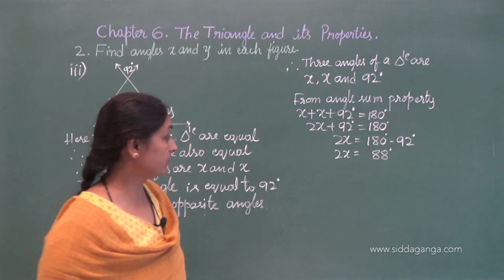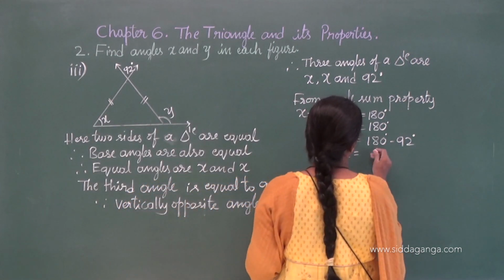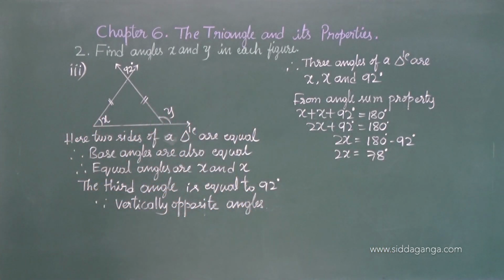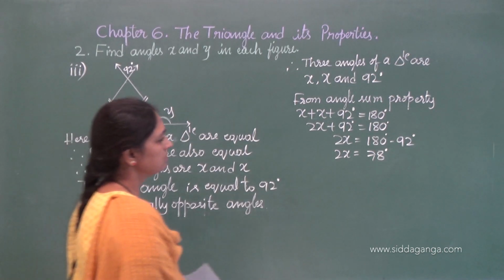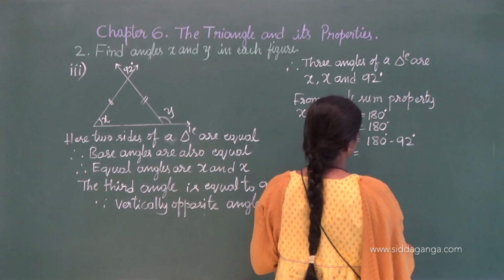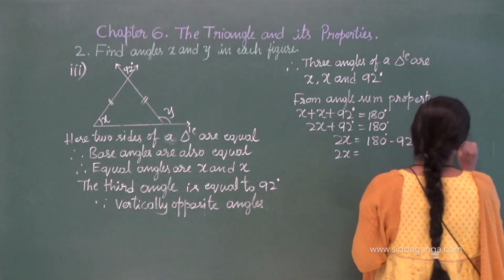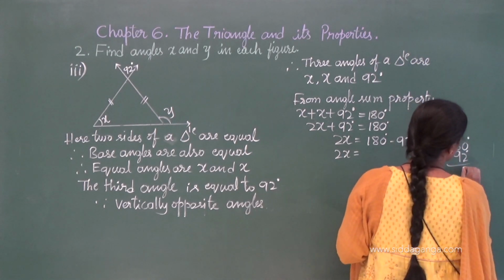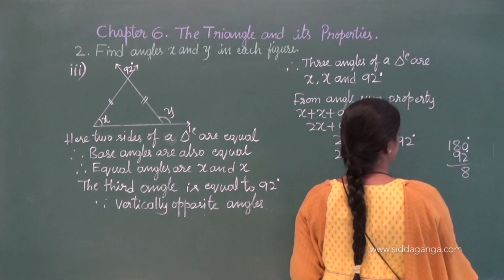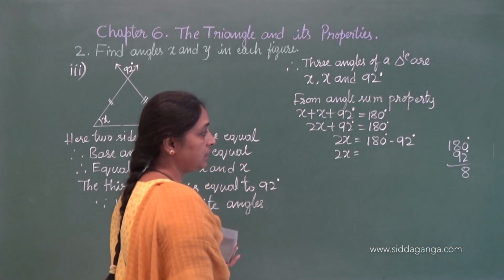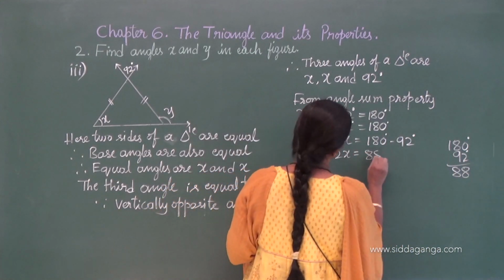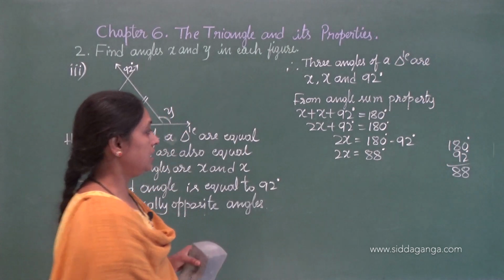Sorry, 10 minus 2 is 8. 17 minus 9 is, 7 plus 1 is 8. It is 88 degree. First I did right, 88 degree.